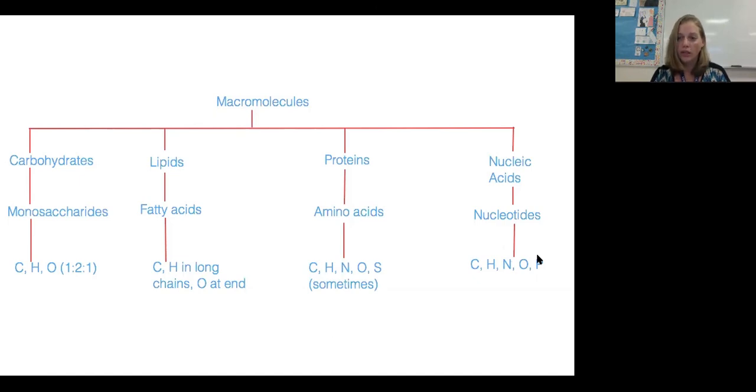Now, today we're going to be talking about enzymes, and enzymes are special kinds of proteins. When you look at this chart that I have here, you can see that this is broken down from large things to smaller and smaller and smaller. So hopefully that'll help you organize your thoughts a little bit about macromolecules.